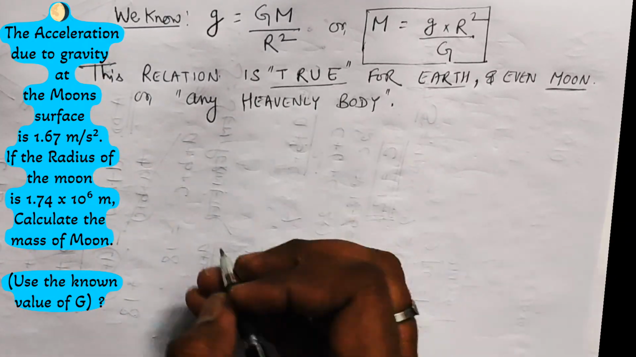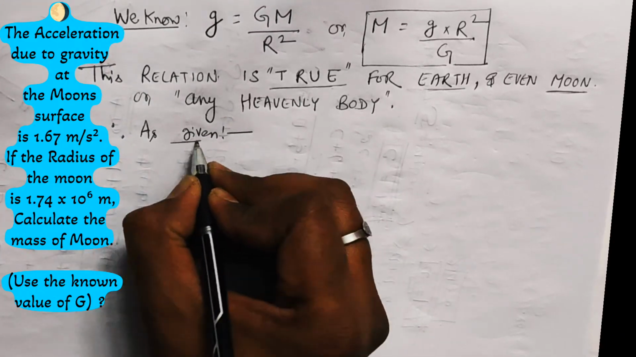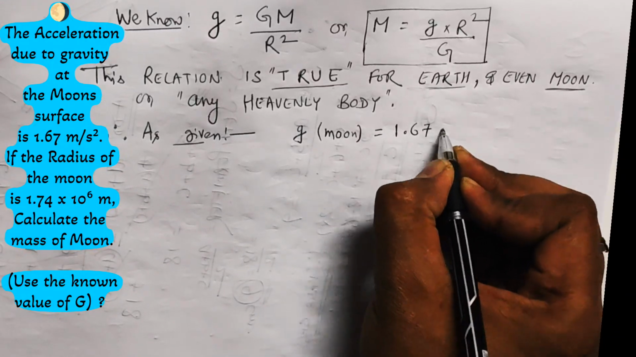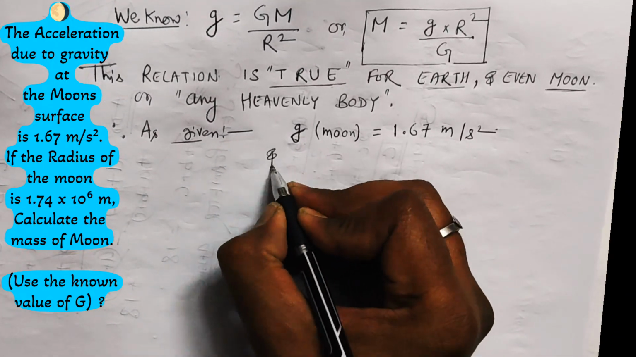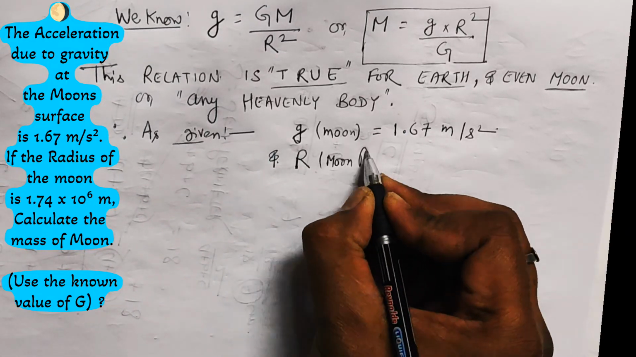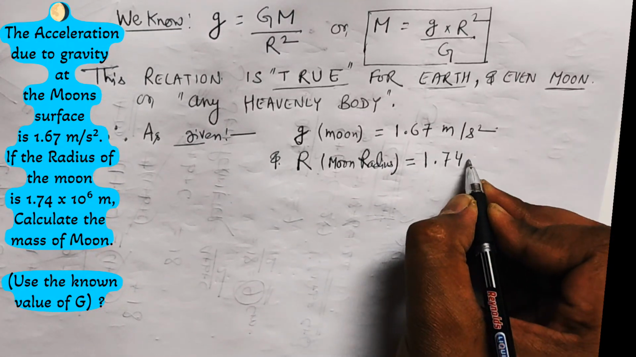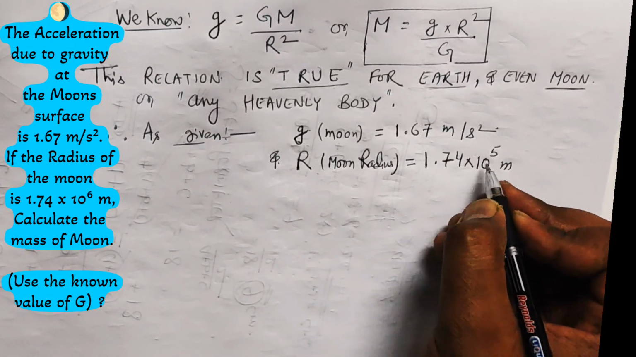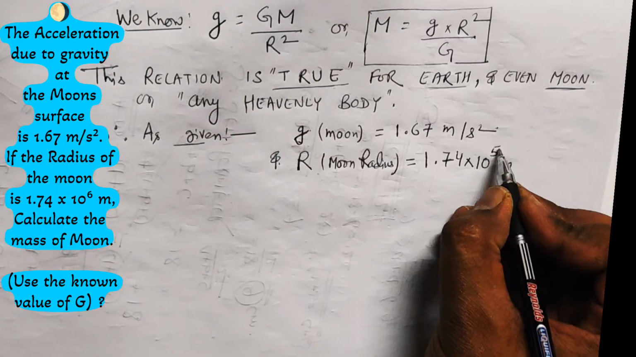Now the value of small g, that is acceleration due to gravity, for the moon is given as 1.67 meter per second square, right? It's also given that the radius of the moon, capital R, so the capital R will be standing here for the radius of the moon, which is 1.74 into 10 power 6 meter. Okay, it's not 10 power 5, it will be 10 power 6.